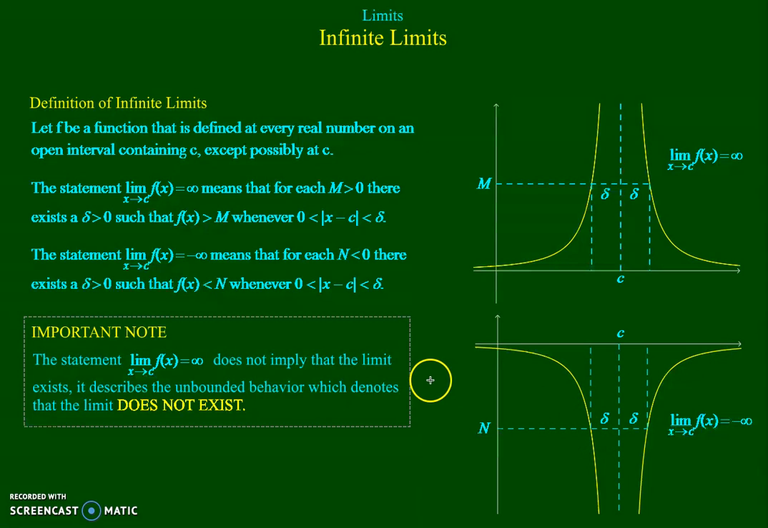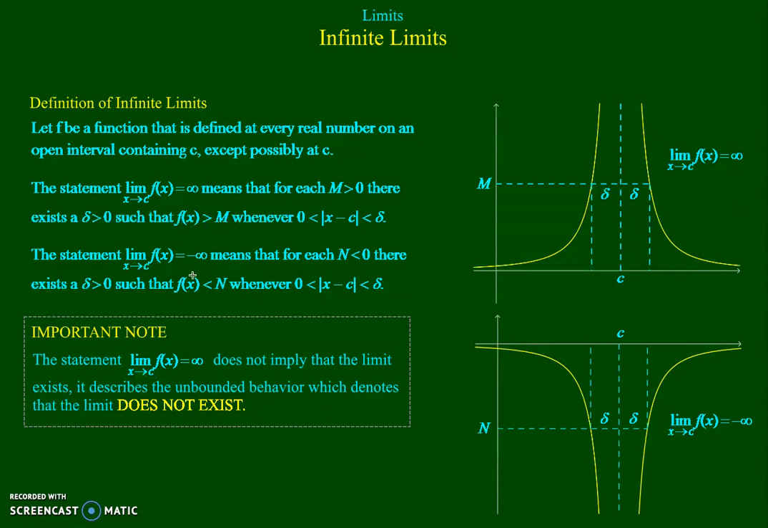Now, there's an important note here. Remember, we said before that this statement, the limit as x approaches c of f of x equals infinity, doesn't mean that the limit exists. It's describing the unbounded behavior, which denotes that the limit does not exist. Very, very important point. Don't get confused in thinking that because we're saying it equals infinity or negative infinity, the limit actually exists. It doesn't. This is simply describing how it does not exist.